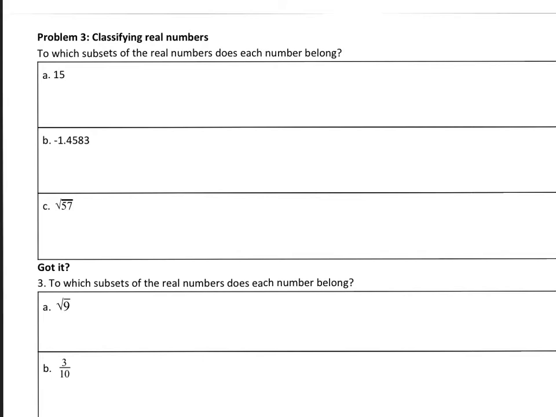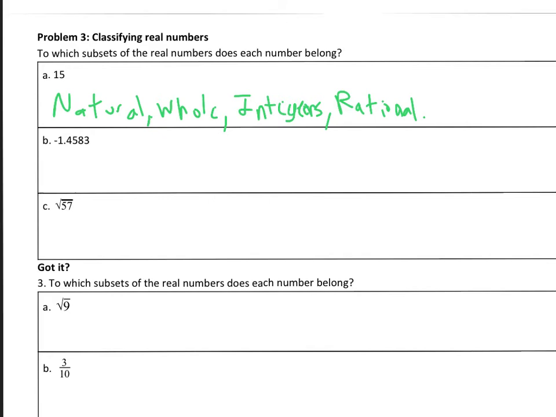So what I'm going to do is think about 15. 15 is a whole number, right? And it's a positive whole number. So 15 fits in the set of the natural numbers, whole numbers, integers. It's also a rational number, and it's also a real number.